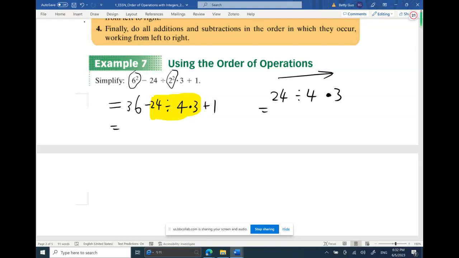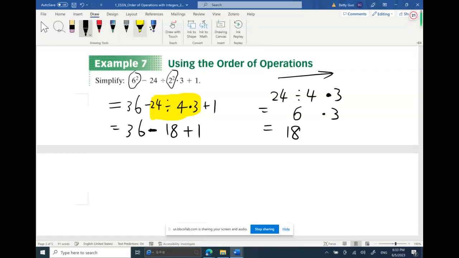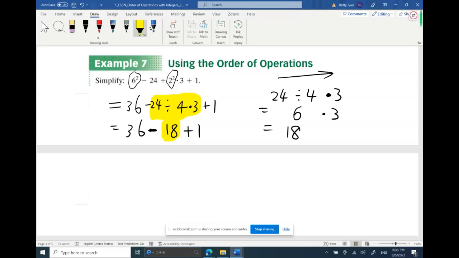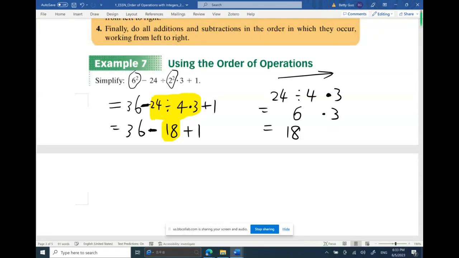So 24 divided by 4 is 6, and then multiply by 3. It's 18. So that is the yellow part. And then I'm going to copy everything else. The yellow part, we evaluated. Why do we do the yellow part first? Because the yellow part has multiplication and division. We should take care of them before addition and subtraction, right? This is subtraction, this is division, this is subtraction, this is addition. We should do that later. That's why we do the yellow part first.